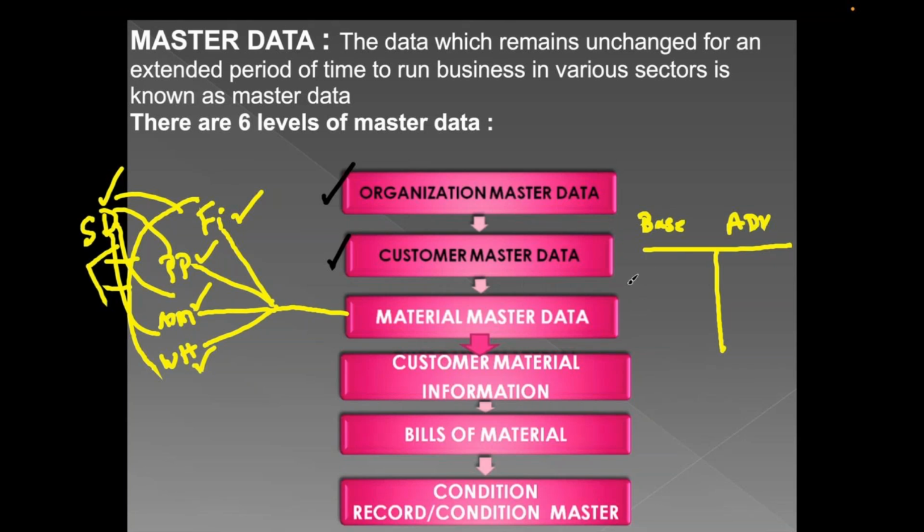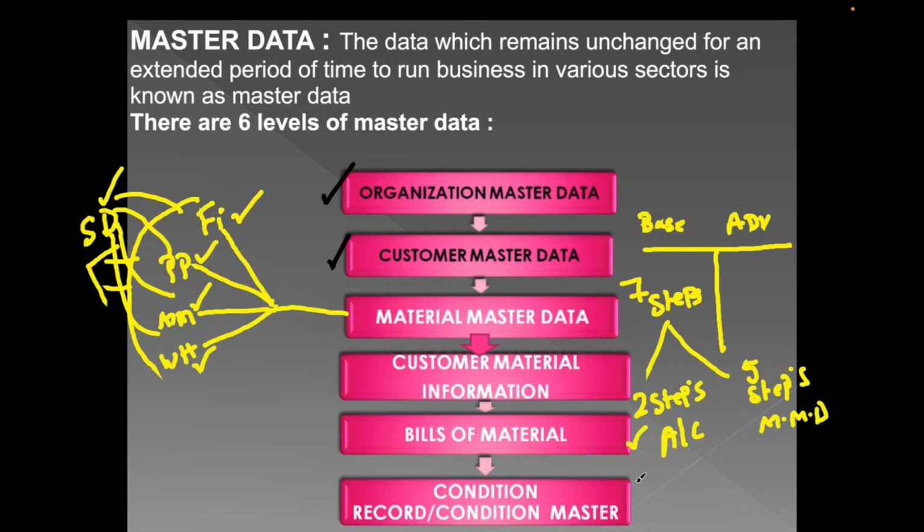So in basic customizing, we have a total of 7 steps. Among these 7 steps, 2 steps are accounting related, 5 steps are material master data related. So during a live project, these 2 steps will be done by the finance consultant. These 5 steps will be done by either the production planning or materials management consultant.